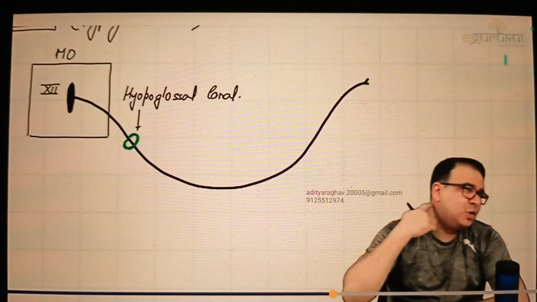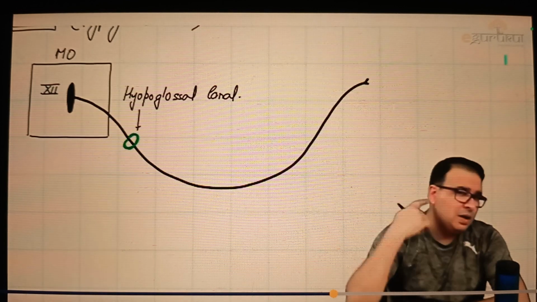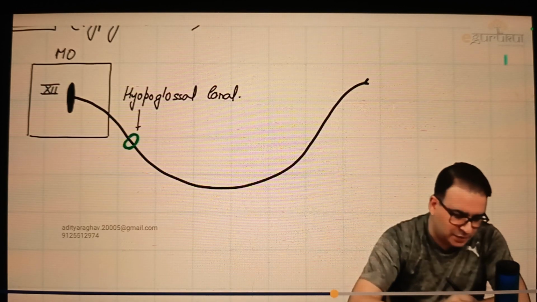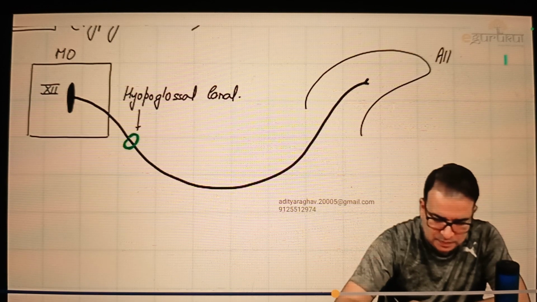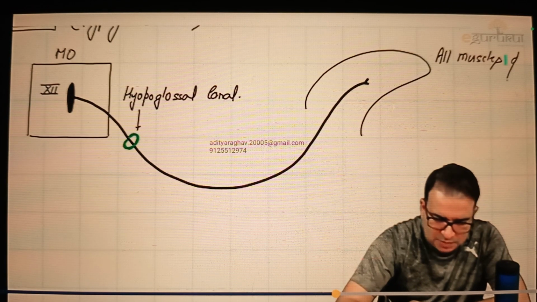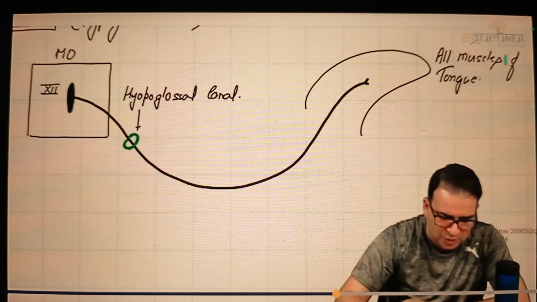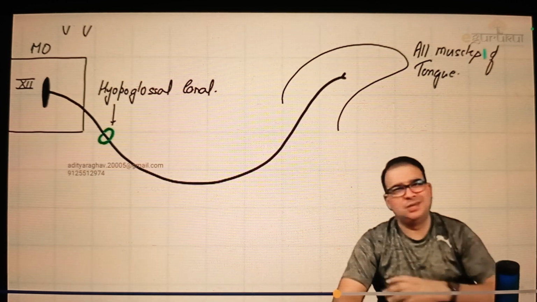Once it comes out of the hypoglossal canal, it will go through certain triangles of the neck. What triangles, we will discuss tomorrow. But the hypoglossal nerve will come and supply the muscles of the tongue. As the name says, this nerve is going to supply all muscles of the tongue. Again, you don't have to remember the names of the muscles of the tongue as of now: the genioglossus, hyoglossus, and all.